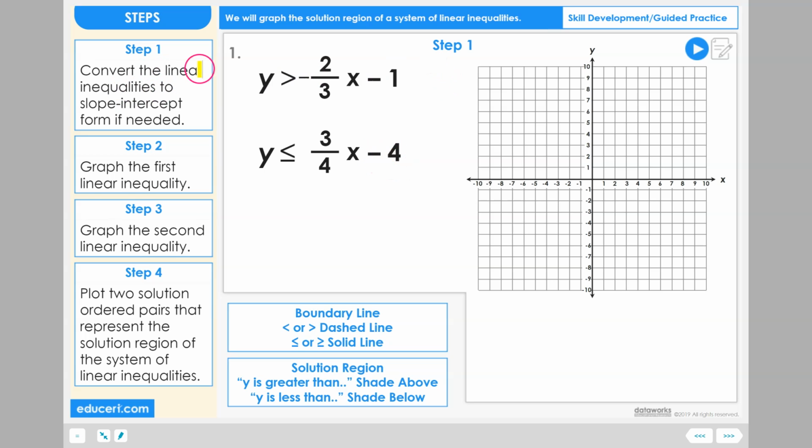Step 1. Convert the linear inequalities to slope-intercept form if needed. Both of these linear inequalities are in slope-intercept form already. Step 2. Graph the first linear inequality.